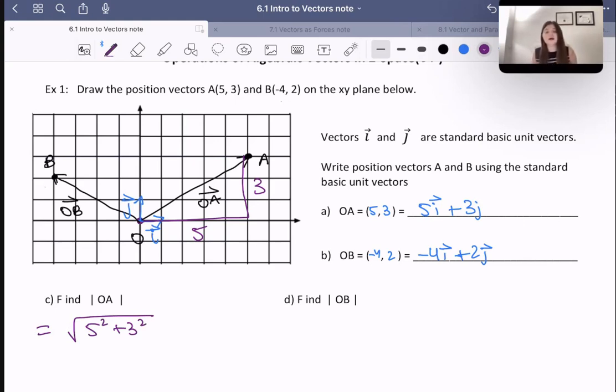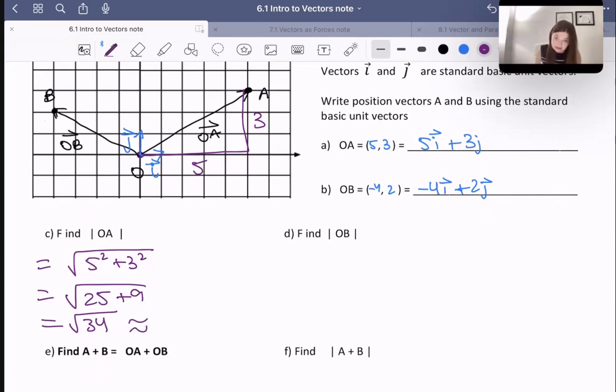Now, there are some grade 9 lessons about Pythagoras' theorem. So if you're unfamiliar or you just want to review the concept, you can go watch those. But that's all I'll say on it here. Okay, so this is equal to 25 plus 9, which is equal to root 34. So therefore, the magnitude is root 34, which comes out to about 5.83. So the magnitude, or the distance, of OA is 5.83.